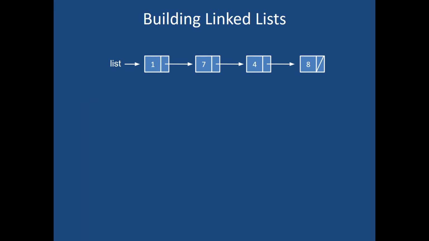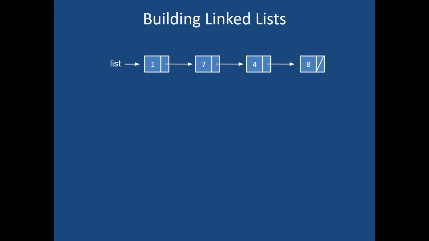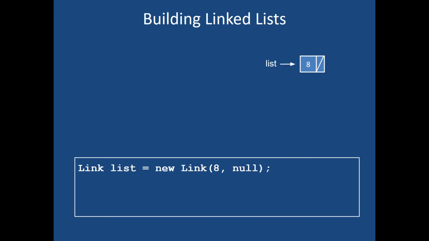Okay, so let me show you how to build this list. I'll go back here. I showed you that constructor right there. It takes in the int, the value stored in the link, and the link to the next element, the reference to the next link. So what we do is first create a linked list whose value is 8 and whose next field is null. And then we got that picture right there.